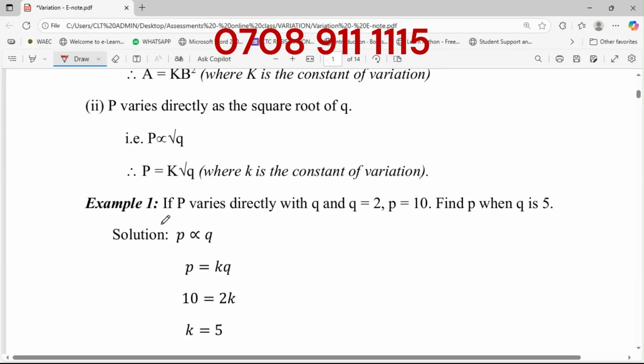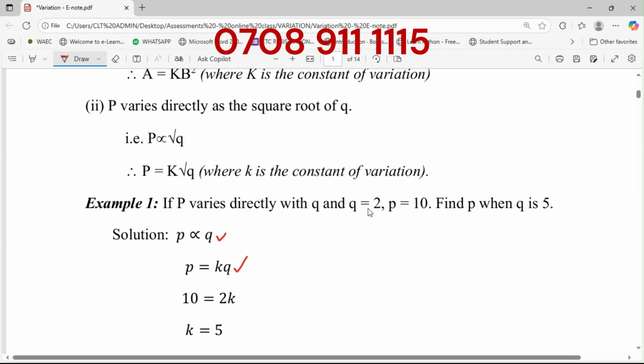Then you can now see a real practical example. Example one, you say what? If P varies directly with Q. So in this problem, what do you do first? You establish the relationship between P and Q. P varies directly as what? Q. This statement tells you the connection between them. You are now told Q equals 2 when P equals 10. So you carry these two initial values and put them inside here, after you've converted the statement to an equation, to calculate your K.